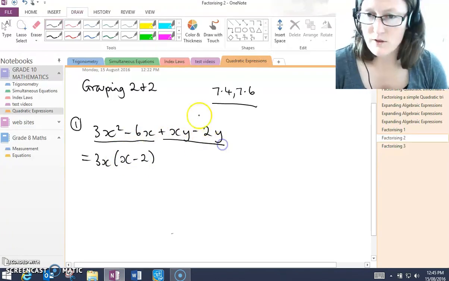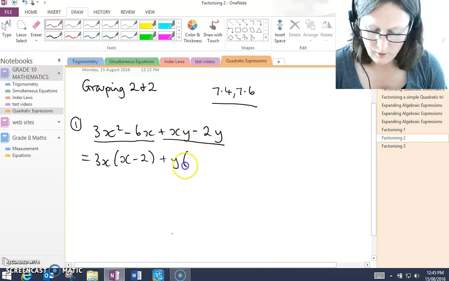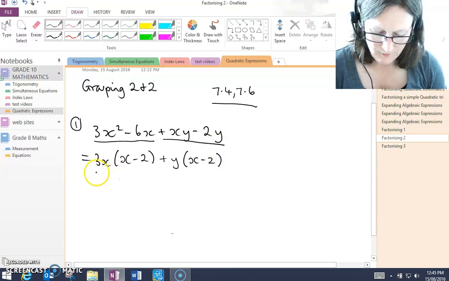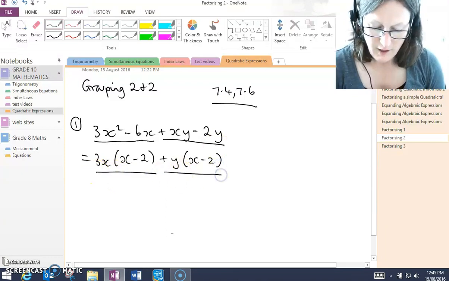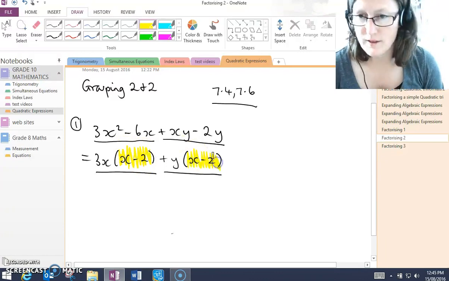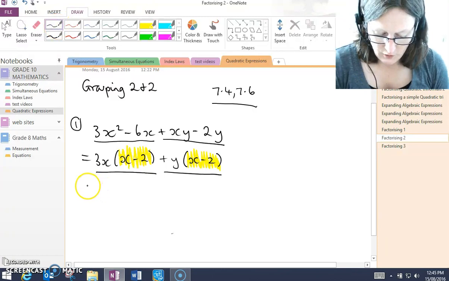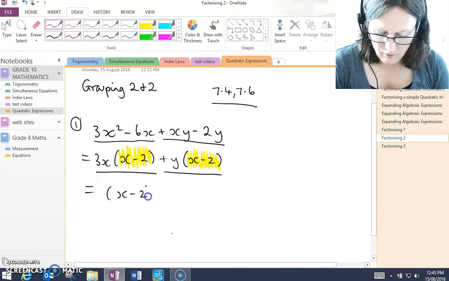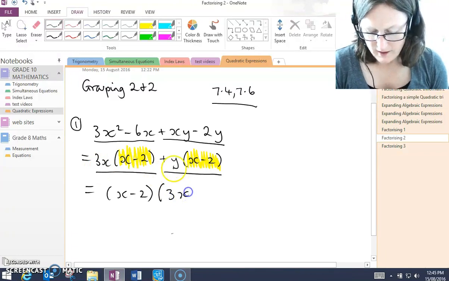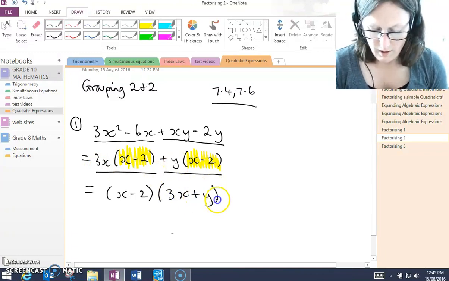I then look at the second two terms, and positive y is common. If I take that out as a common factor I'm left with x take 2. I now have two terms, and for both of those two terms there is a common factor, x minus 2. X minus 2 is the common factor. So we take x minus 2 out as the common factor, and with the first term we are left with 3x, and in the second term we are left with y.